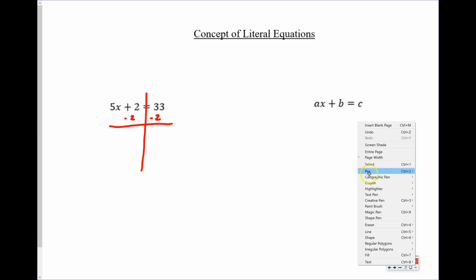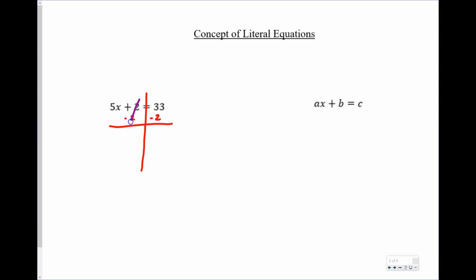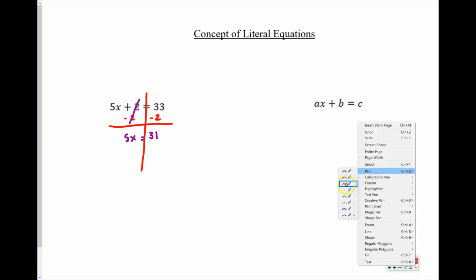We would solve this like you normally would. You would draw your line, and your first step here to get the x by itself would be to subtract the 2. That's our first step. Our second step then would be to bring the 5x down and then actually compute what 33 minus 2 is, which is 31.